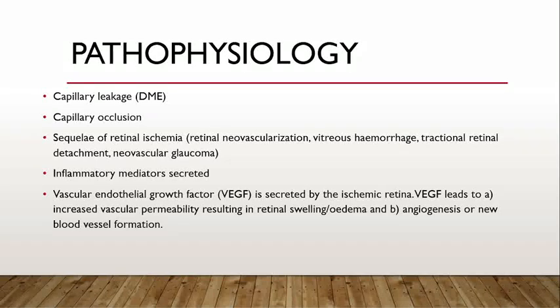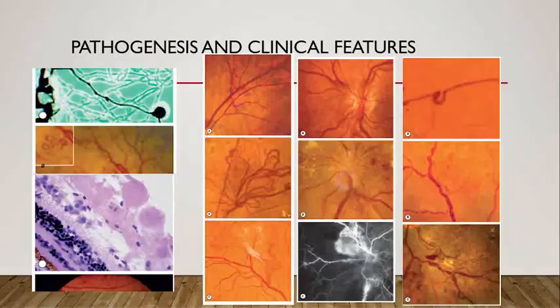And inflammatory mediators are secreted because of the ischemia. Our main culprit is the vascular endothelial growth factor or VEGF. So we use anti-VEGF agents to control this, which reduces the swelling, edema, as well as new vessel formation. So you can see some photographs, and here you can see the new vessel formation around the disc, and venous beading and venous changes.